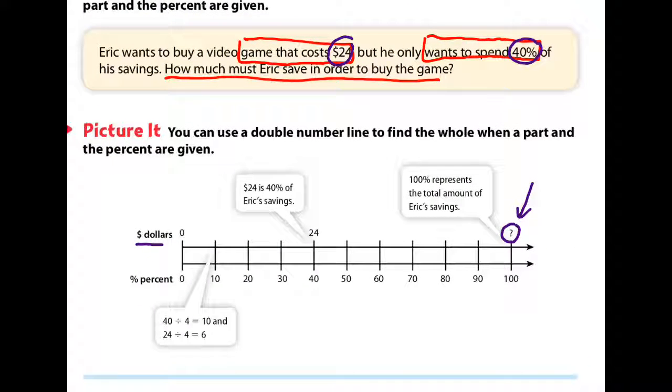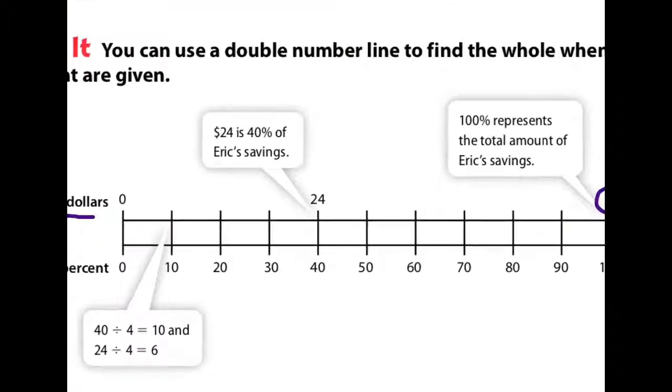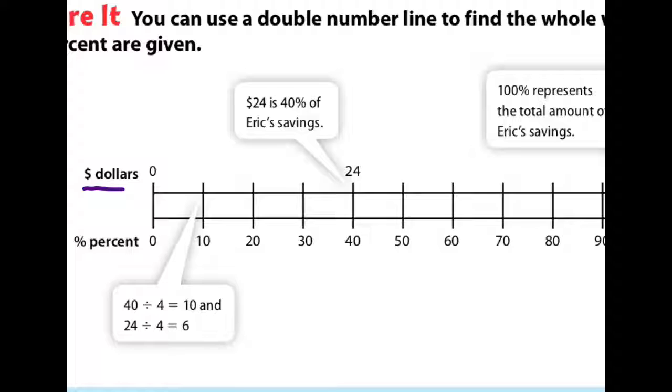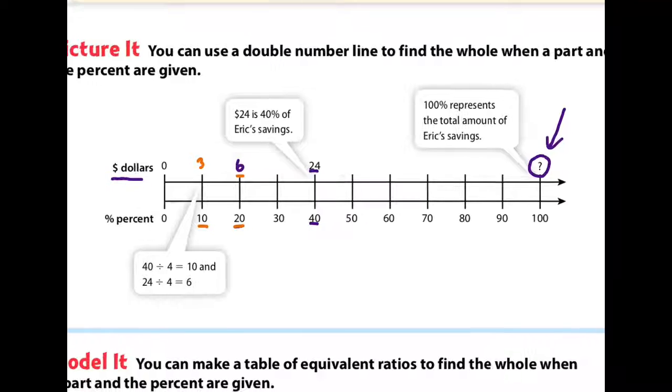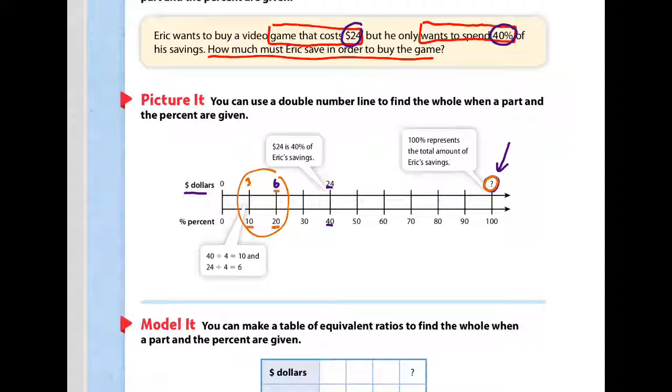Okay, now, things we could do here is we know, for example, we can find half of 24 and half of 40. So half of 40 is 20. Half of 24 is 6. We could also find half of 20. Half of 20 is 10. Half of 6 is 3. So we can use our strategy of finding halves of things to fill in the rest of this double number line. Now the cool thing is we will be able to use these numbers to answer the question in a little bit. But we're not answering it yet because remember we have to figure out how much Eric will save in order to buy the game.